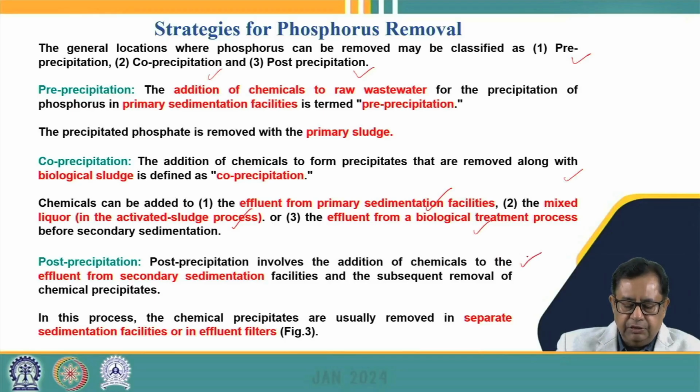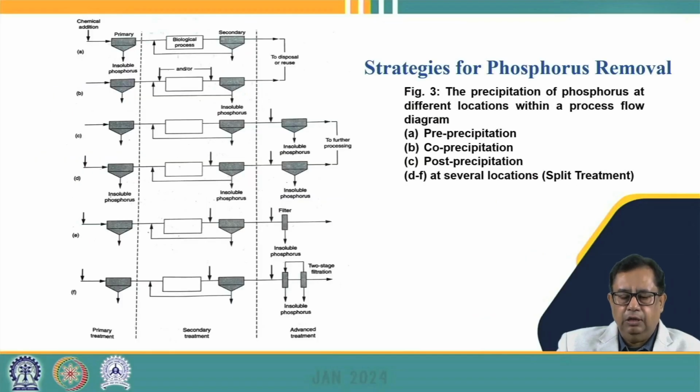The post-precipitation method means we are adding the chemicals in the effluent coming out from the secondary sedimentation facilities, and it is then removed later on by providing other sedimentation facilities, because after the secondary sedimentation tank there are no other sedimentation facilities available. So in that case we have to provide subsequent sedimentation tanks so these precipitates can be removed, or we have to provide certain effluent filters. So we can see here that this picture depicts the various strategies for phosphorus removal.